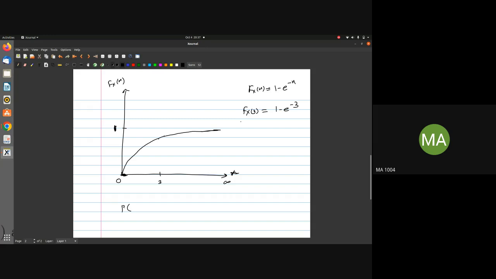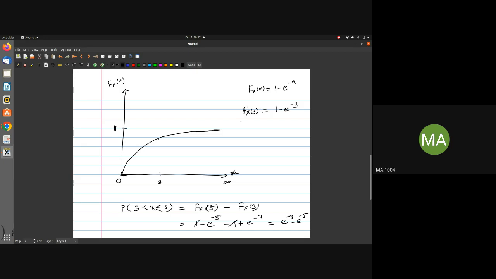Now can you tell me, I wanted to find the probability that x will be between, let's say, 3 and 5. In this case, what will be the answer? F(5) minus F(3), right? So it will be 1 minus e to the power minus 5, minus 1 plus e to the power minus 3. So it should be e to the power minus 3 minus e to the power minus 5.